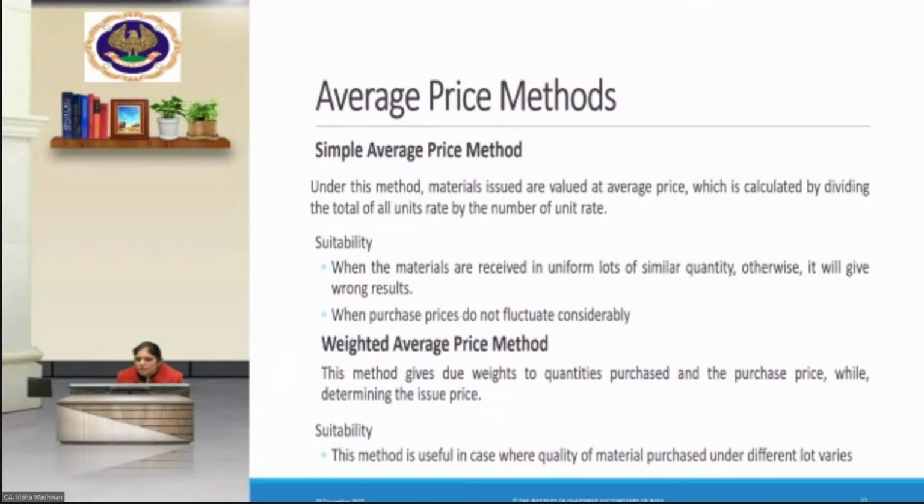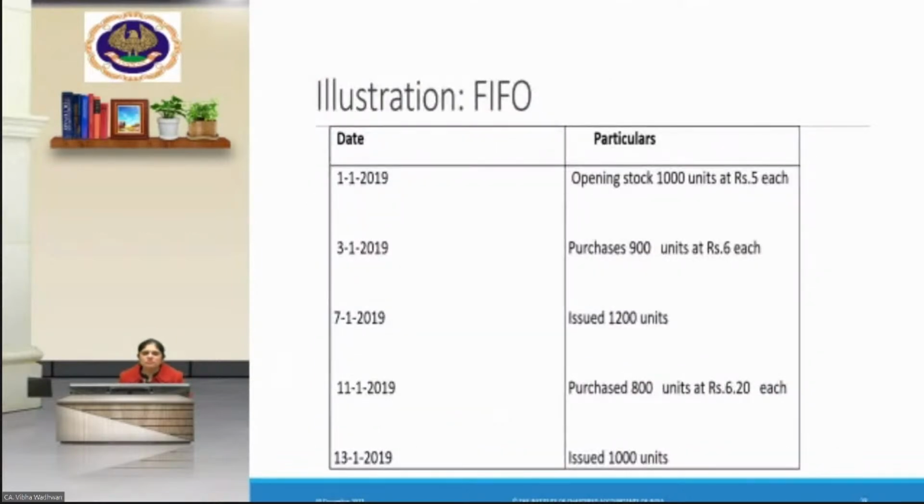Clear? So let us start the illustration under FIFO. Just understand the question. Let me see if there's any query.